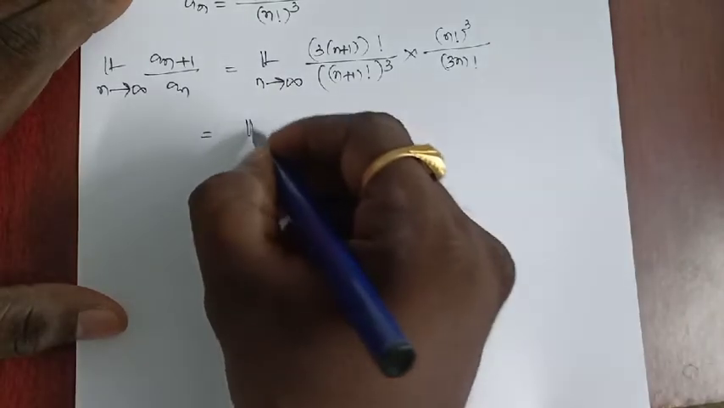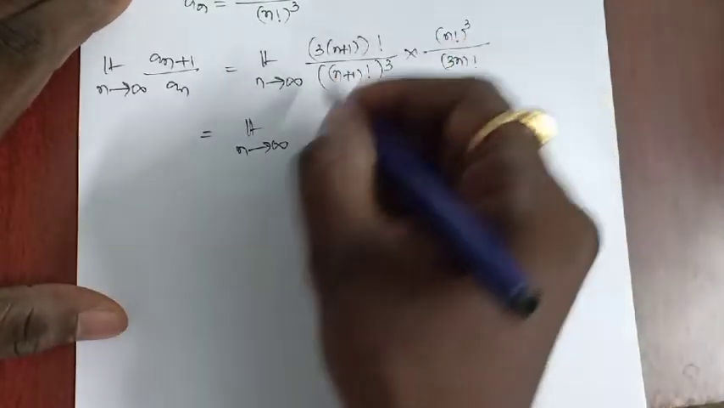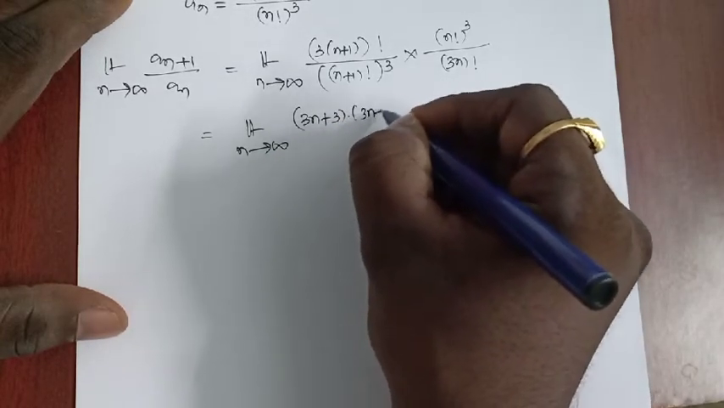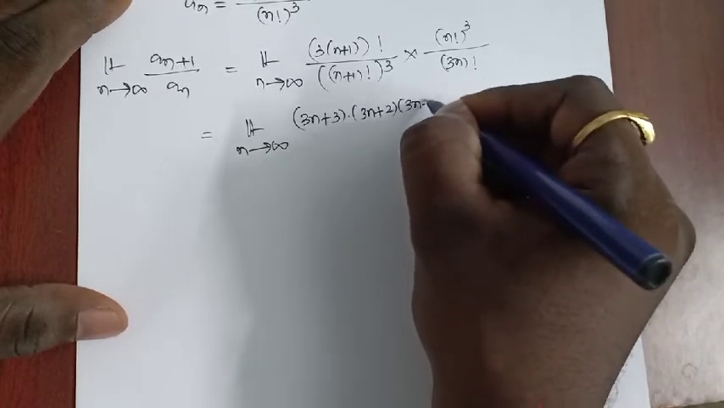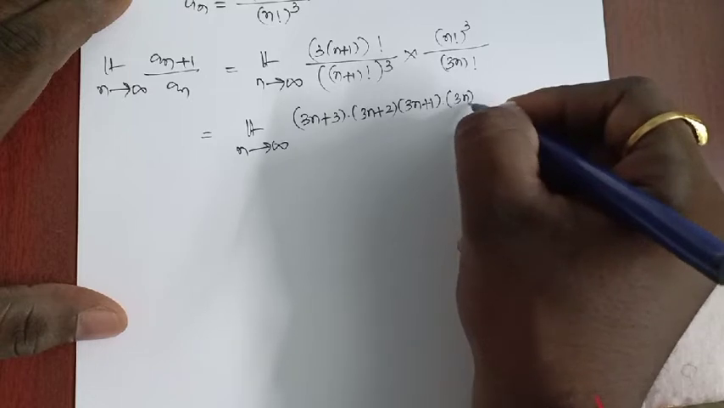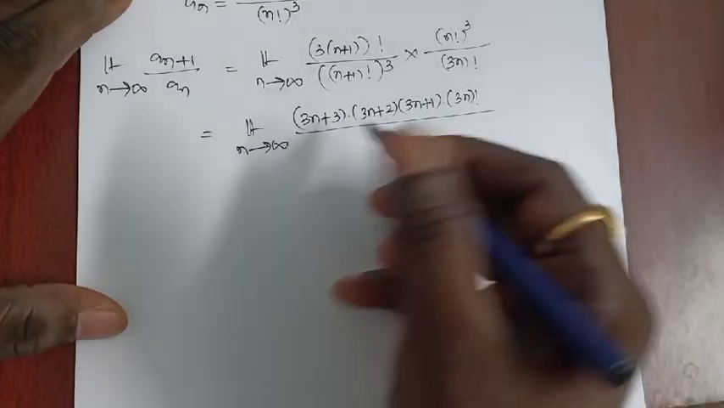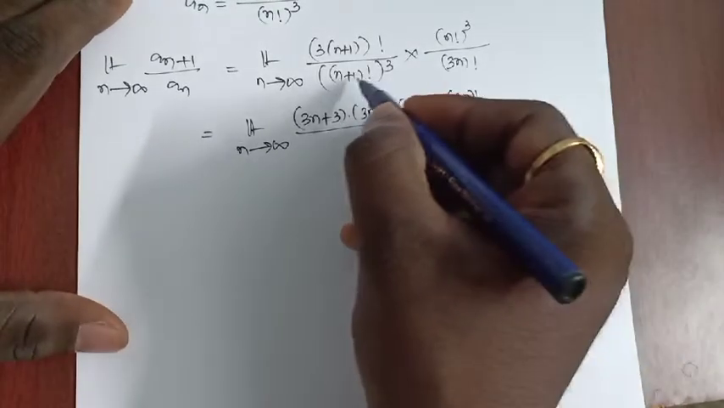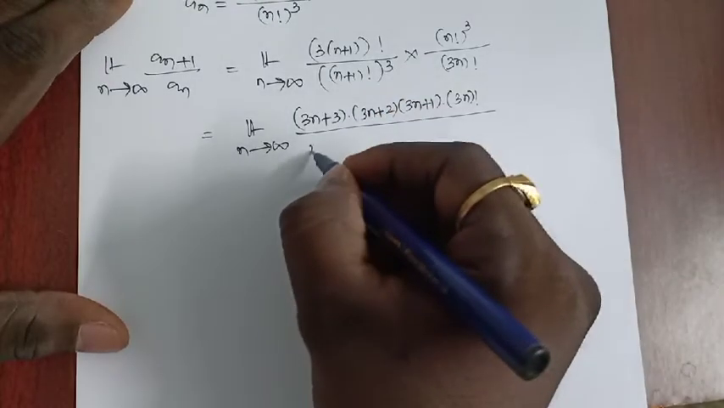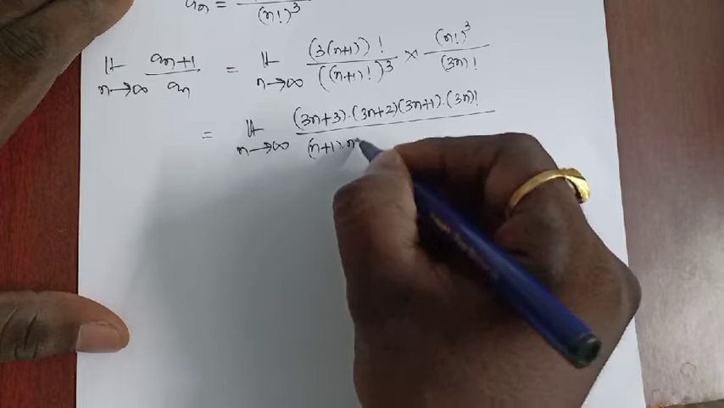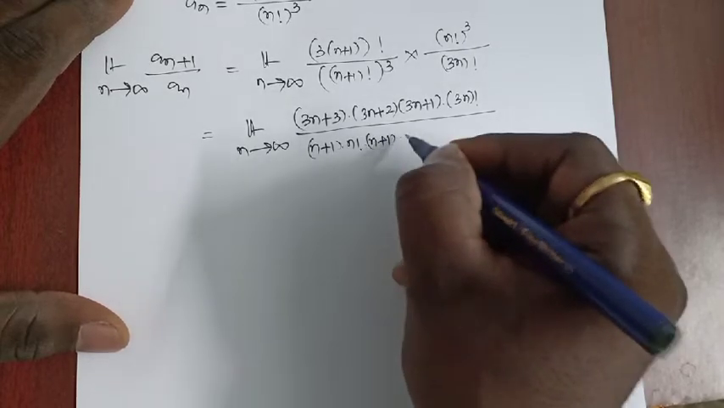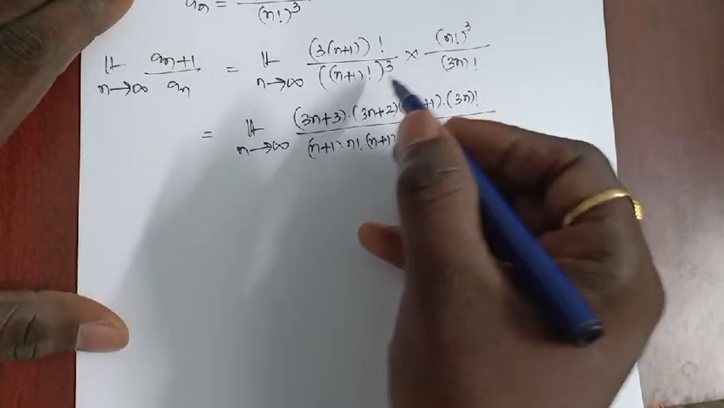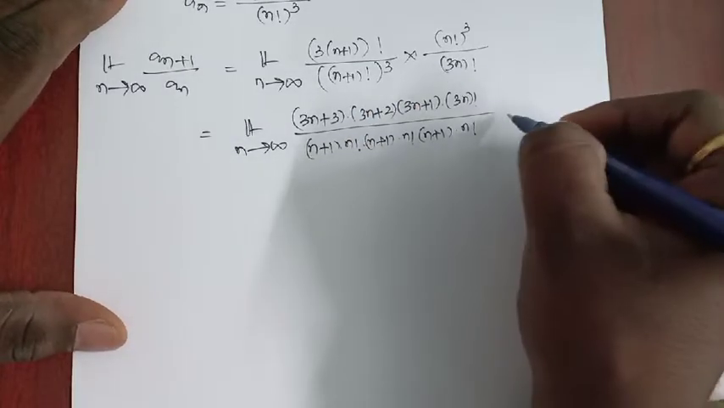Now limit n tends to infinity, 3(n+1) factorial is what? (3n+3) into (3n+2) into (3n+1) into 3n factorial, divided by... why have I stopped here at 3n factorial? Because in the denominator we have 3n factorial. So coming to (n+1) factorial whole cube, that is (n+1) into n factorial, whole cube. So we have 3(n+1) factorials, so we need to take this.